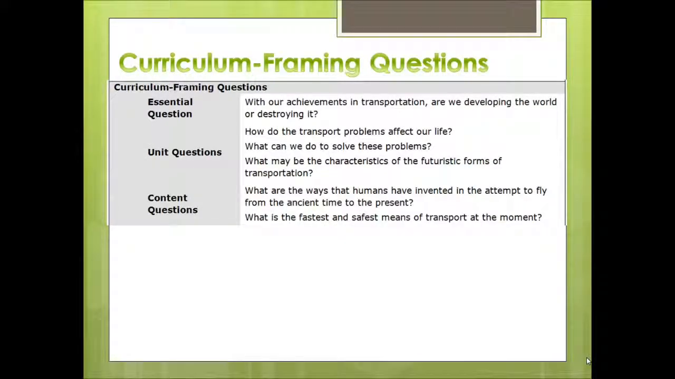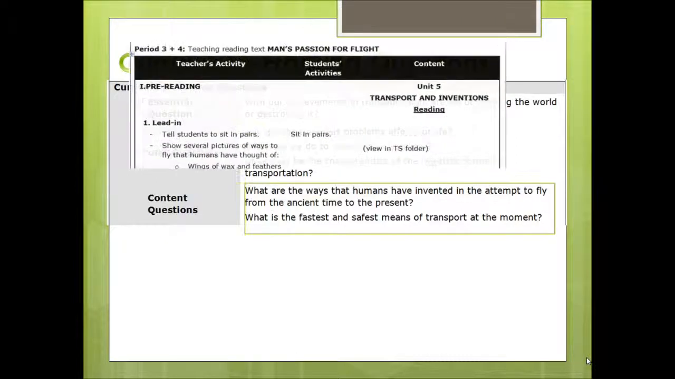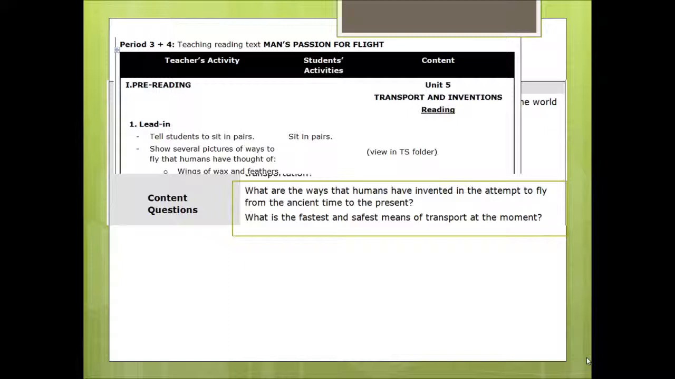Now let's move on to the curriculum framing questions. First, to answer the content questions, what are the ways that humans have invented in the attempt to fly from ancient time to the present, and what is the fastest and safest means of transport at the moment? Students have a reading lesson on humans' attempt to fly.